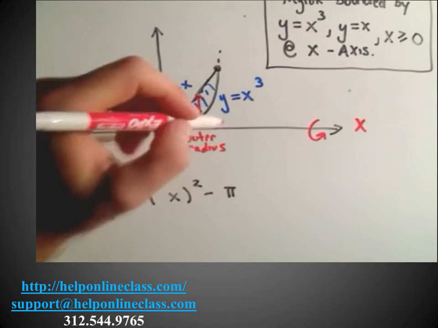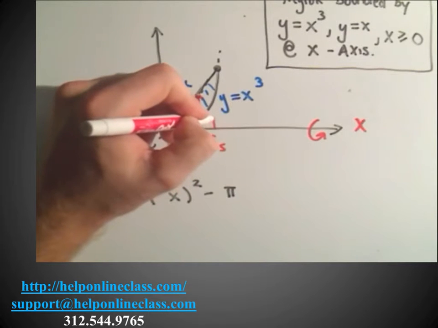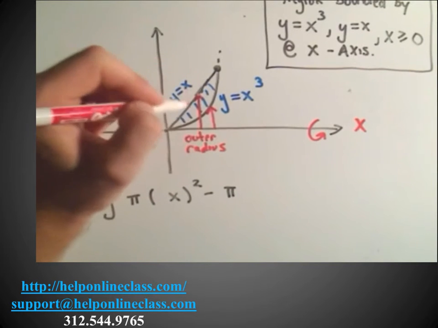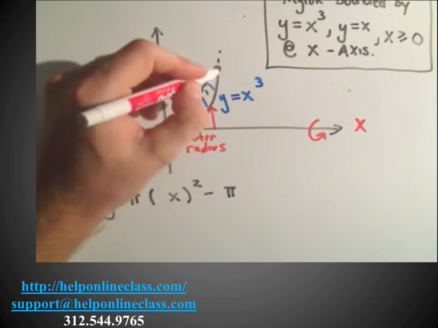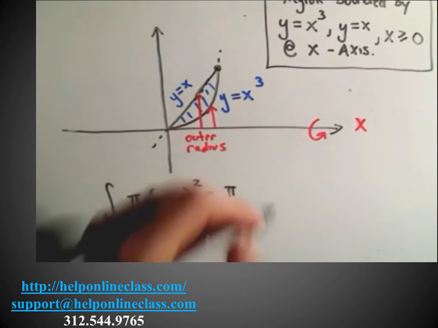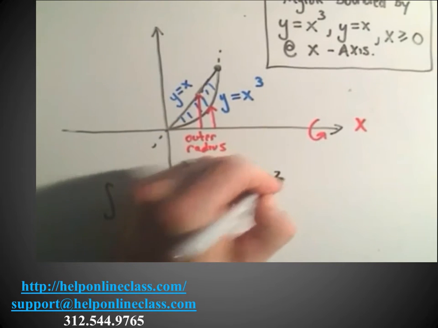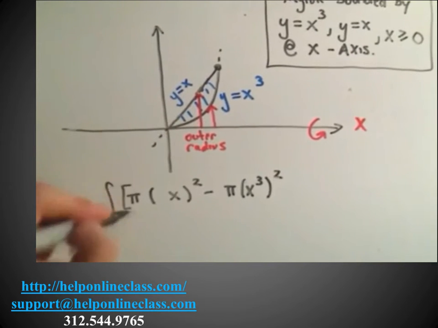Well, again, I do the same thing. I start at the line I'm rotating about, and I draw it until it just touches the region. And then, in this case, I think, what curve is it hitting? The curve that it's hitting in this case is x cubed. But again, I have to square that.